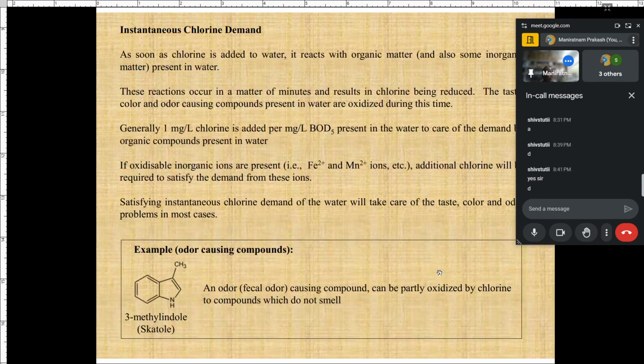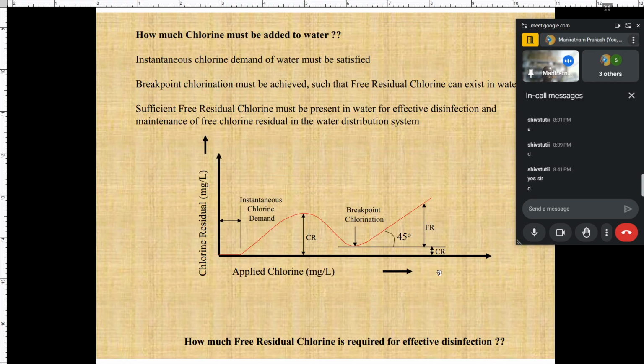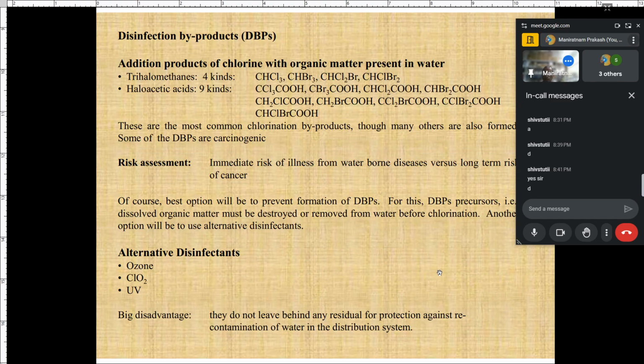Now suppose in your system we have this bromide. If bromide is present, then instead of the formation of those three chloroamines, monochloroamine, dichloroamine and so on, we will have this kind of thing: CHCl3, CHBr3, CHCl2Br, CHClBr2, and also haloacetic acids. These are considered to be very carcinogenic in nature. So if you are drinking this, you will have cancer.